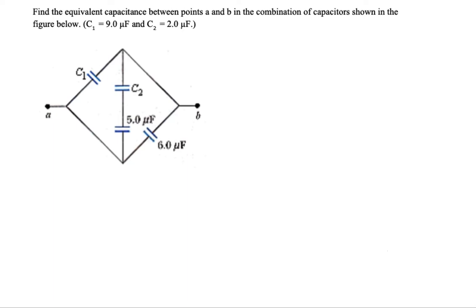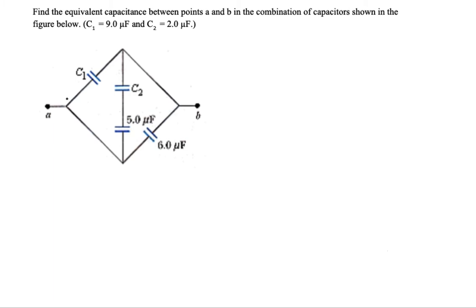All right, in this problem, I want to find the equivalent capacitance between points A and B, given the combination of capacitors shown below. At first, this might look like a very difficult problem, but if we really consider our understanding of how charge moves in conductors, it's actually not such a difficult problem at all.